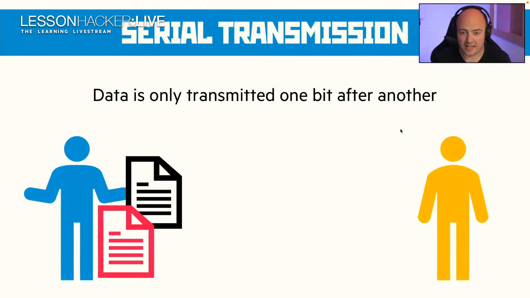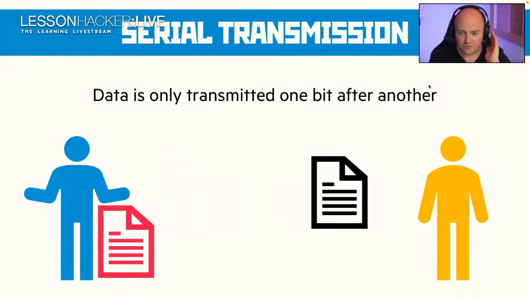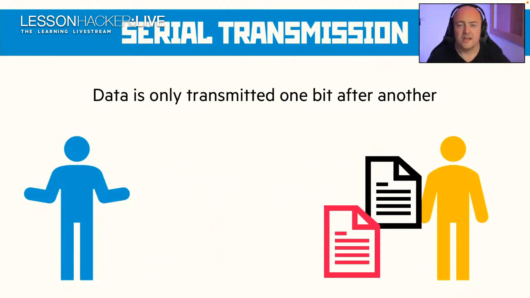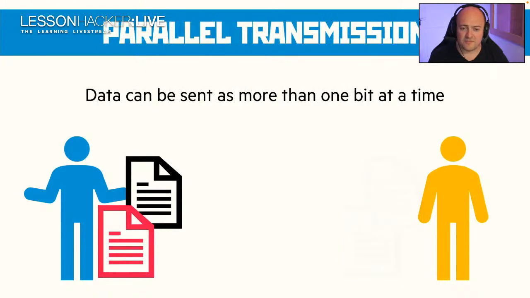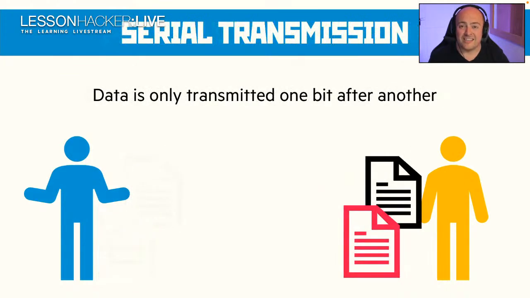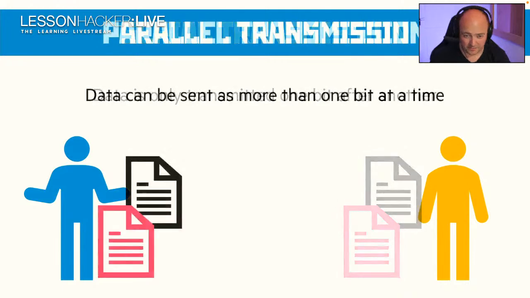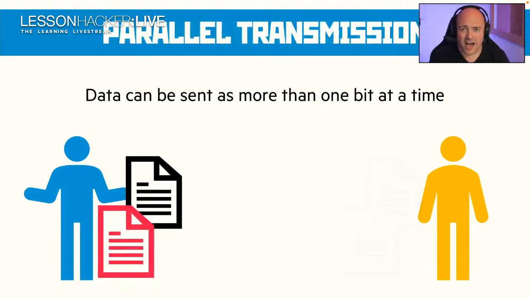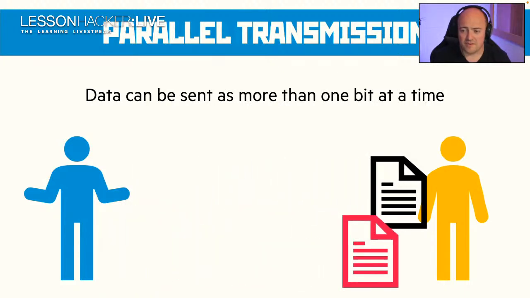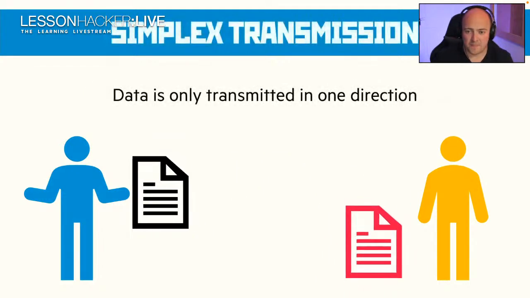So apologies for that. Right, serial transmission. Data is transmitted one bit after another. So serial transmission is I'm sending one bit after the other down the cable to the recipient. Boom, boom. It's going to be your fastest method of transmission, but the only problem is I can only send one bit at a time in one direction. Parallel, I can send more than one bit at a time, so I can send both things at the same time, but of course, it's going to take twice as long to get there if I'm sending more than one bit at the same time.